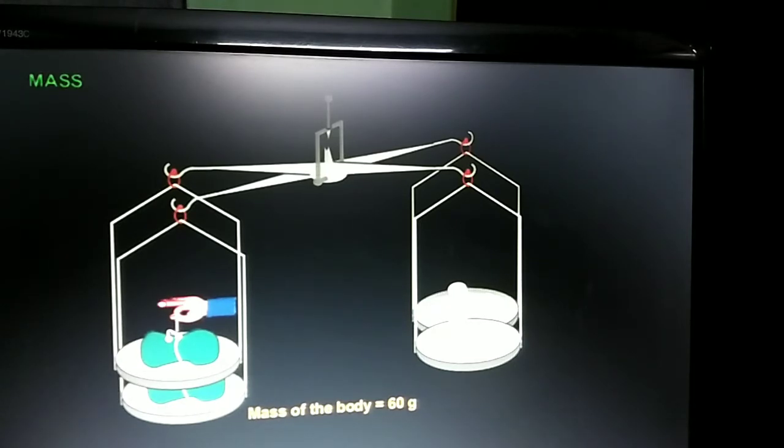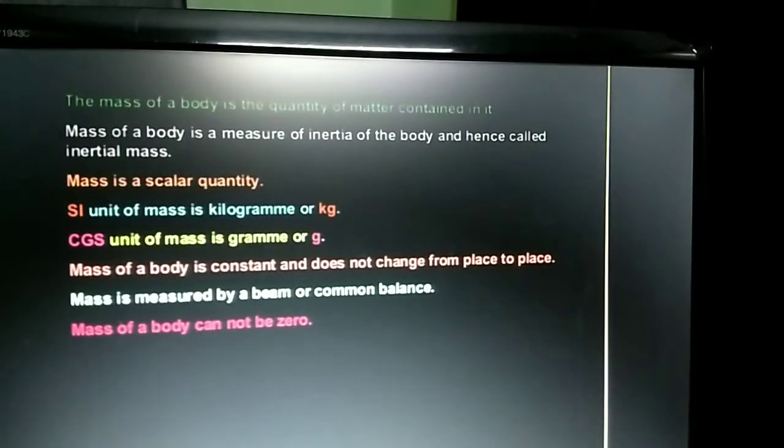So mass is a scalar quantity. Mass of a body does not change in the presence of other bodies near it. And masses of objects or bodies are added algebraically. Once again, the mass of a body is the quantity of matter contained in the object. Mass of a body is a measure of inertia of the body, and hence it is called inertial mass.